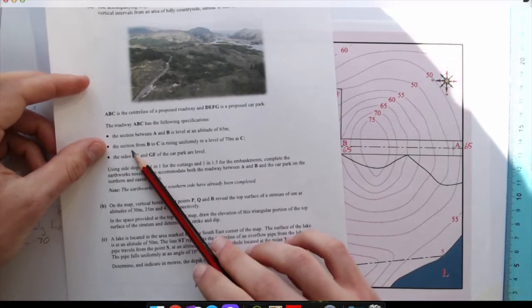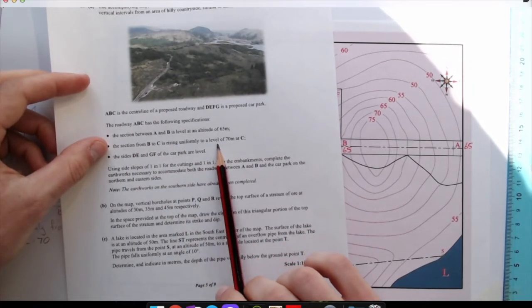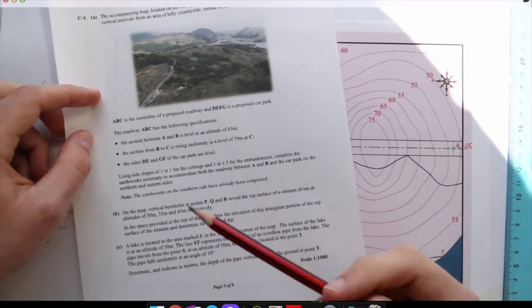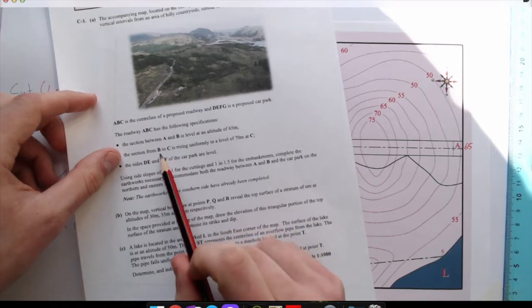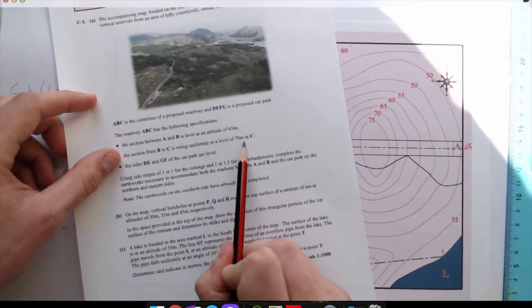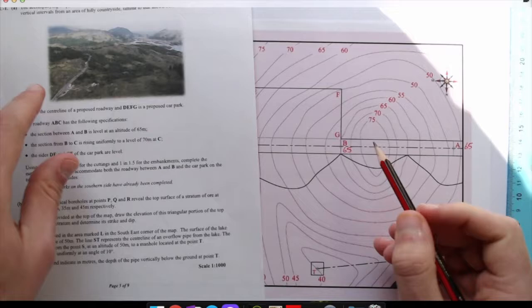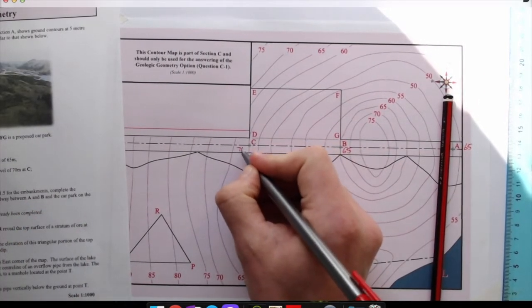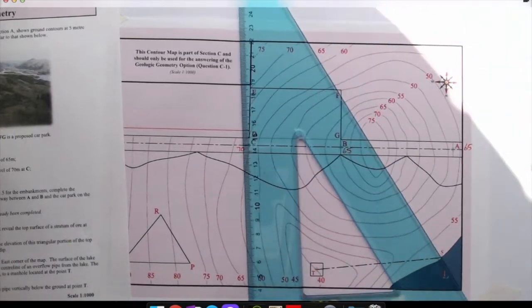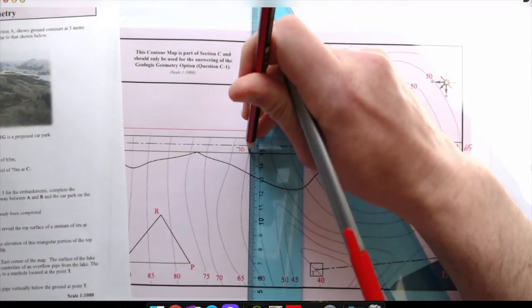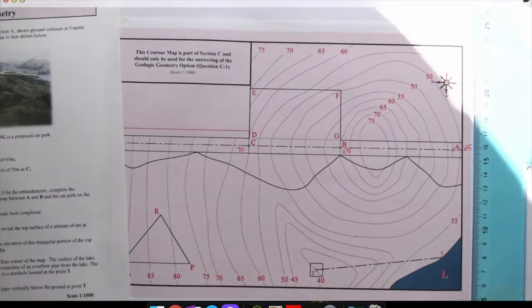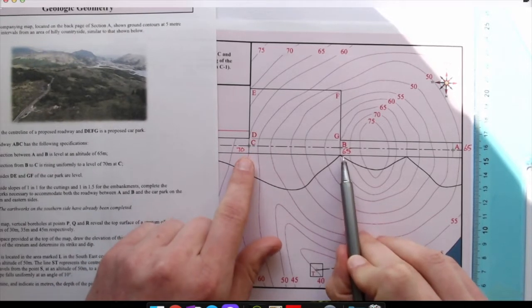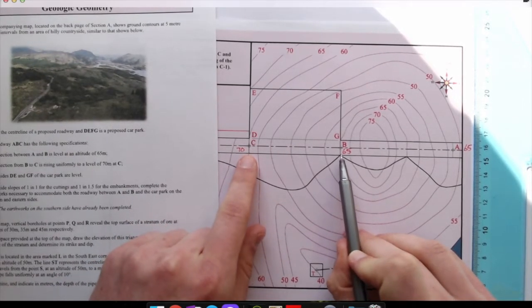And then it says that from B to C is rising uniformly to a level of 70 meters. In this one, they don't give us a gradient like we did in the other one. It doesn't tell us 1 is to 15 or anything like that, but it tells us where it starts and where it finishes in terms of being uniform. So B is at 65, C is at 70. Again, just notice here that C is in line with the edge of the car park. And they're 5 meters apart, so we don't have to worry about any in-between ones.